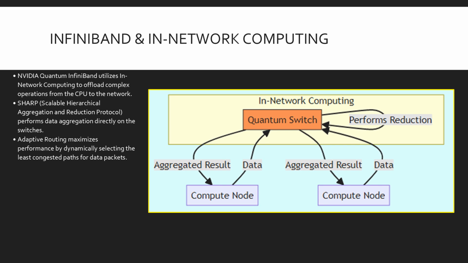Instead of the switch just passing packets between them, look at the orange box. The switch performs the reduction calculation internally. It then sends only the final result back to the nodes. This reduces network traffic congestion significantly compared to traditional methods where nodes must exchange data multiple times.